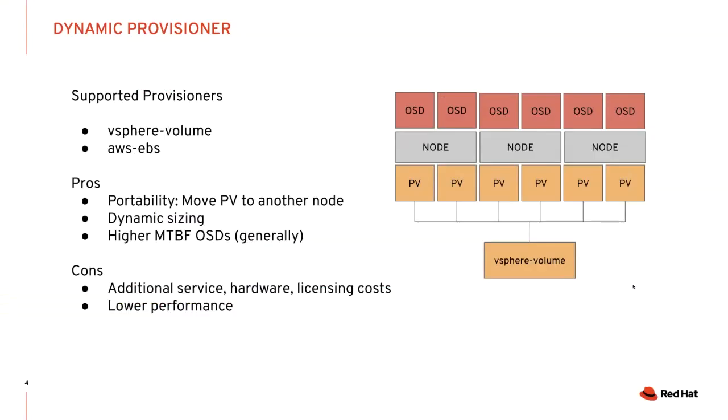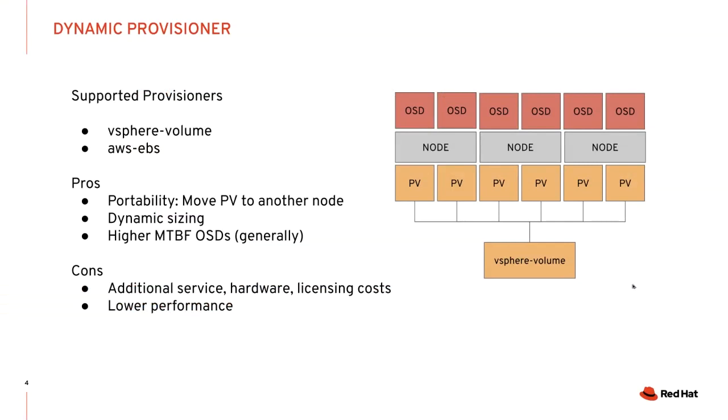So the status quo before 4.3, and what continues to be an option in 4.3, is to use a dynamic provisioner. For 4.2, we targeted two platforms: vSphere and Amazon EC2. In both cases, we used an infrastructure dynamic provisioner that would get deployed into OpenShift automatically. Then we would consume volumes or PVs from those provisioners and build OCS on top of that.